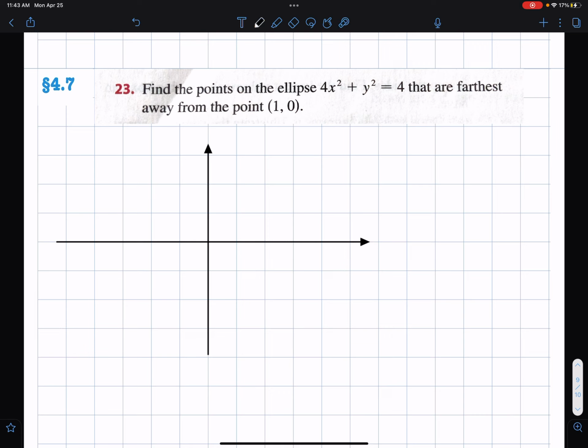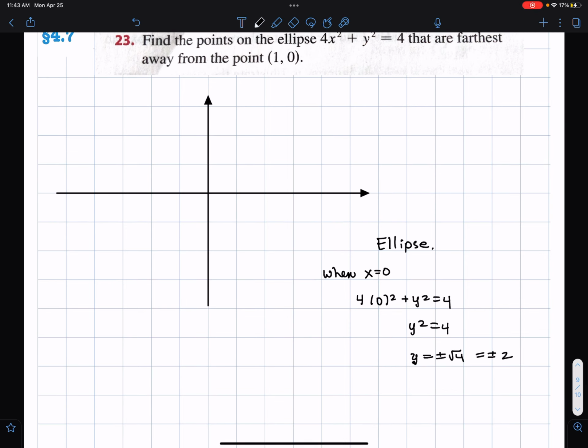So to sketch the ellipse, I'm going to plot points. What I'm going to do is find the x and y intercepts. So when x equals 0, I just put in x equals 0 and find y. So when x equals 0, I get 4 squared plus y squared equals 4. So y squared equals 4 means that y is equal to plus or minus the square root of 4, which is 2. And so I get the points (0, 2), (0, -2).